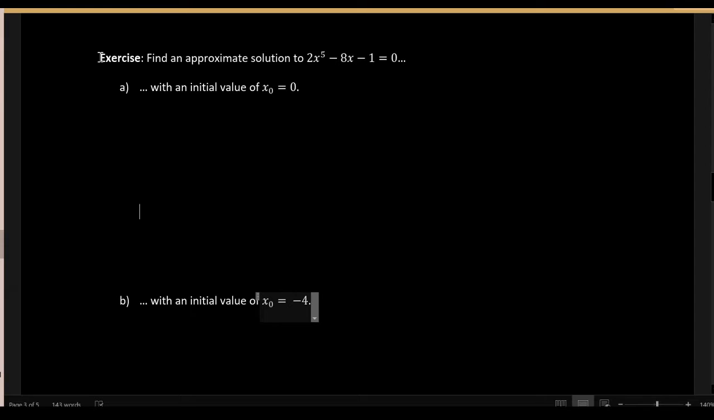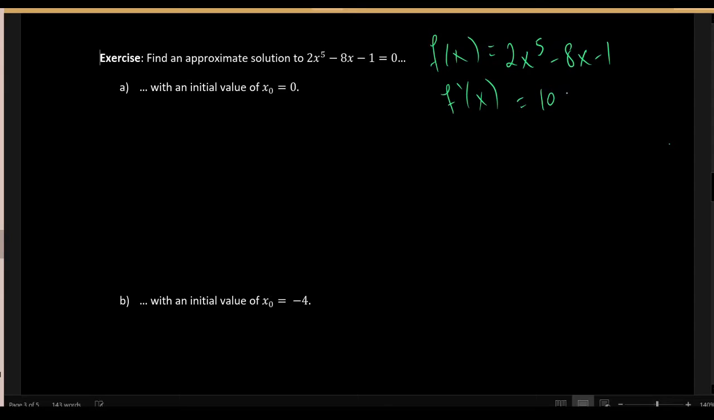Let's find an approximate solution to the equation 2x to the 5th power minus 8x minus 1 equals 0. In this problem, the function f of x is given by this expression containing x's on the left side, 2x to the 5th power minus 8x minus 1. And f prime would then be given by 10x to the 4th power minus 8. So the question is, go ahead and try to use Newton's method with an initial guess of a solution at x0 equals 0.